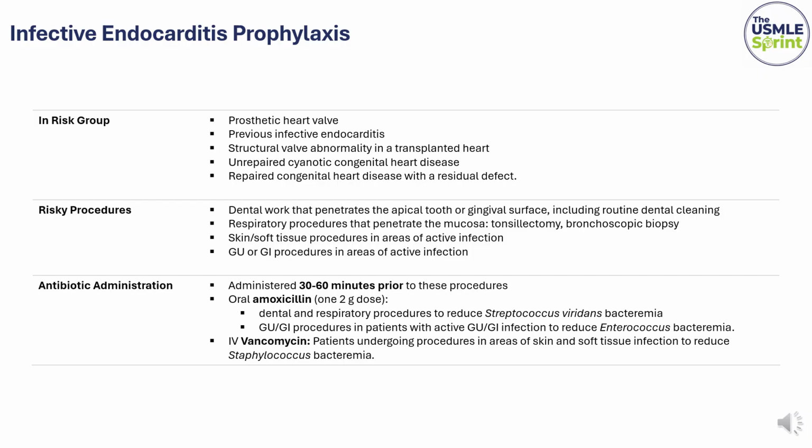For prophylaxis, you give antibiotics 30 to 60 minutes before the procedure. The standard is oral amoxicillin, 2 grams, usually for dental or respiratory procedures. If there's an active GU or GI infection, you also cover enterococcus with the same. For procedures on infected skin or soft tissue, you give vancomycin to cover staph. That's it, very testable. If it's not one of these procedures or one of these high-risk groups, no prophylaxis.